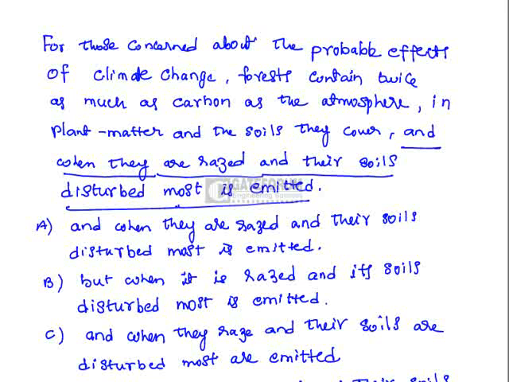Here, when they are raised, what is raised? That means cut forests, and their soils disturbed, most is emitted. Here is the verb. It refers to what? Carbon. Therefore, the sentence contains no error. But let us see whether any other choice is a better one.